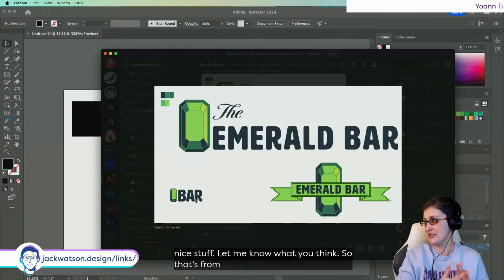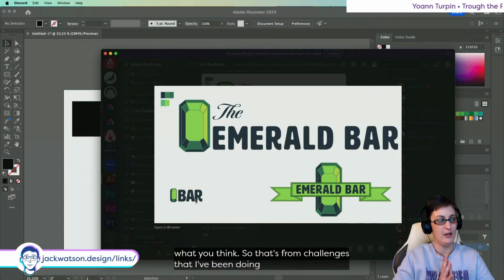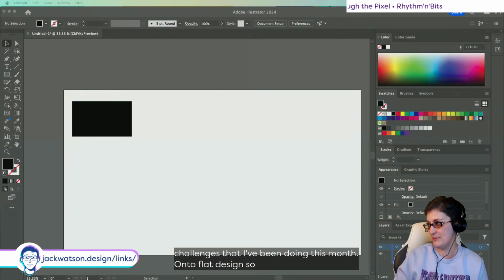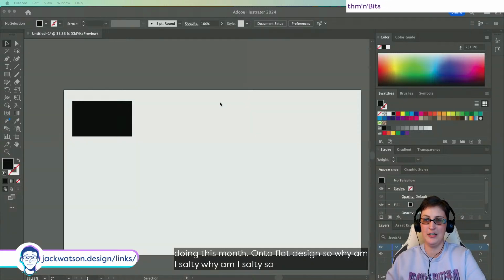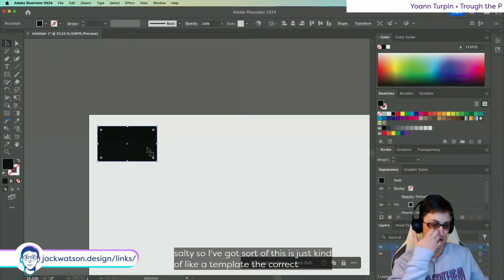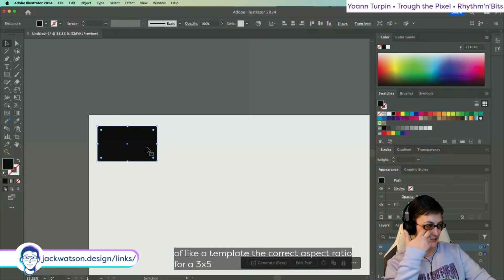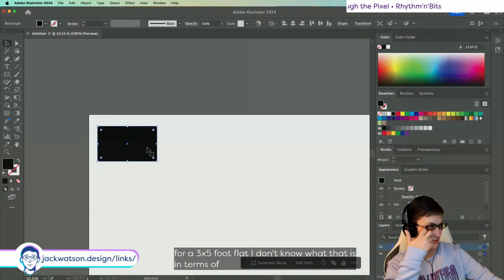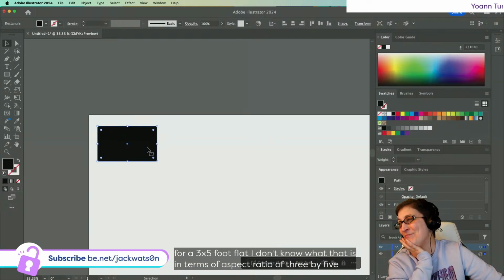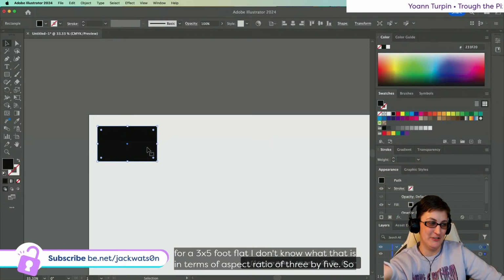So that's from the challenges that I've been doing this month. On to flag design. So, why am I salty? This is just a template, the correct aspect ratio for a 3x5 foot flag. I don't know what that is in terms of aspect ratio. So this is just my placeholder.